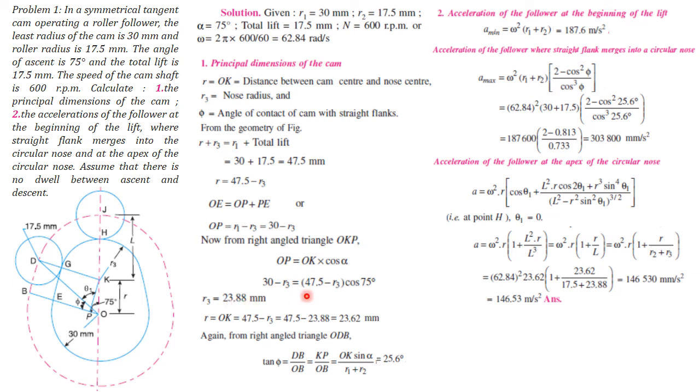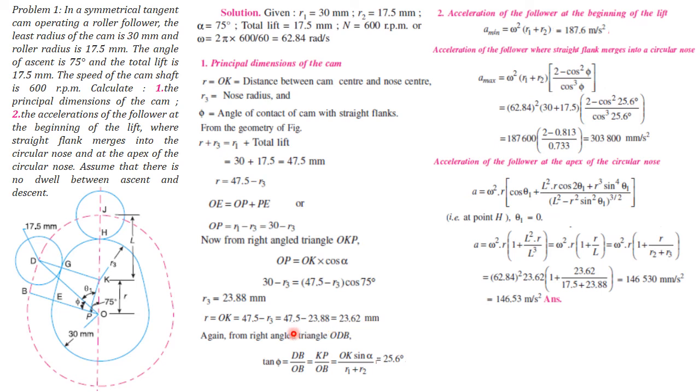Okay, so if we take cos 75 in multiplication, then we will be able to find the value of R3, and R3 will come to us as 23.88. Now here we have become successful in finding the value of R3. As we find the value of R3, we can find the value of R. So here R is the nose radius and comes to us as 47.5 minus R3, and that is nothing but 23.62 mm.